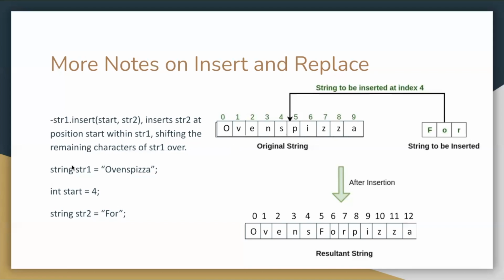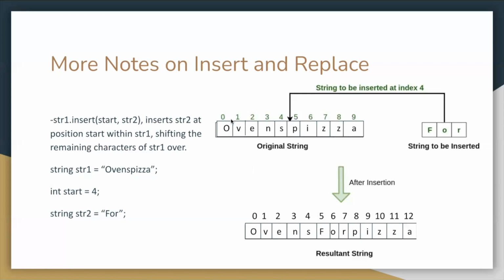So we have string 1, ovens, and we call .insert with our index right here, which is start. And we have string 2, which is pizza, at 4. So you might be thinking, what's going to happen to this side? It's all just going to be moved over. Whatever index we're inserting a string at, that index is exactly where the new string will start, and everything else will just be moved over.